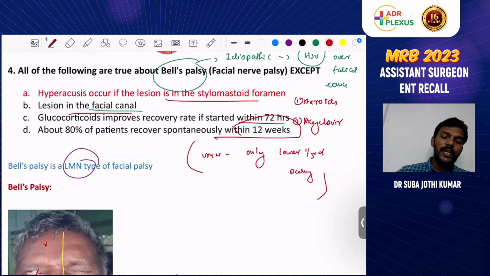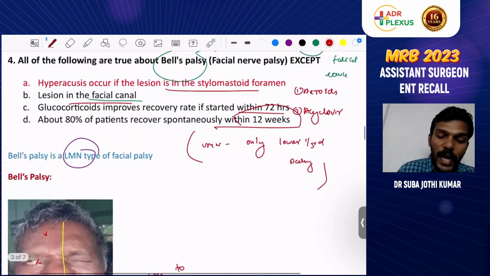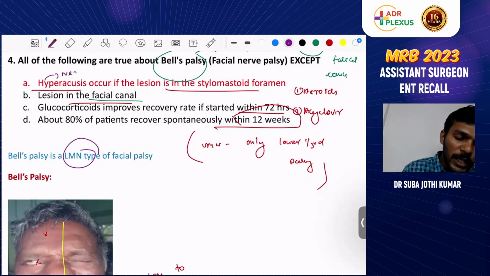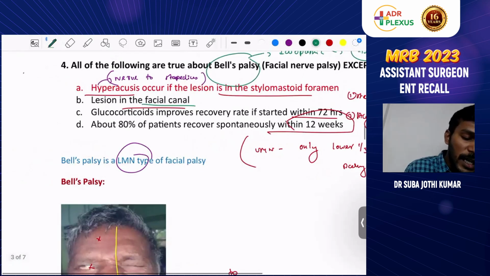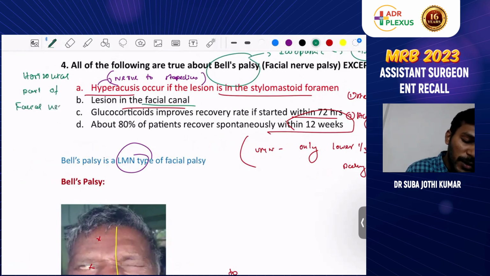First of all, Bell's palsy will not happen in the stylomastoid foramen. That is point number 1. And also, if the lesion is in the stylomastoid foramen, there will not be hyperacusis. Hyperacusis is due to the nerve to stapedius. So if the nerve to stapedius is involved, the lesion should be at the horizontal part of the facial nerve or the tympanic part of the facial nerve.